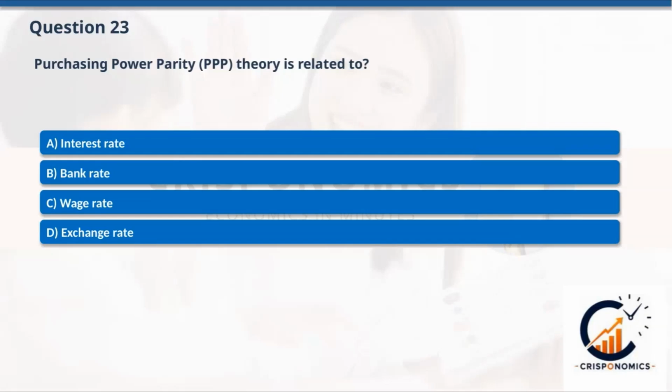Let's take a moment to focus on purchasing power parity, or PPP theory. The question here asks us which rate it's related to. Is it the interest rate, bank rate, wage rate, or exchange rate? PPP theory is all about comparing the value of currencies through their purchasing power, so the key connection is with the exchange rate. Understanding this helps us see how currencies adjust to reflect price differences across countries.